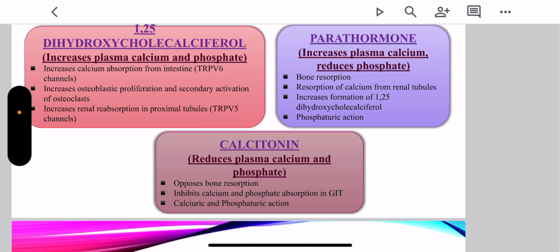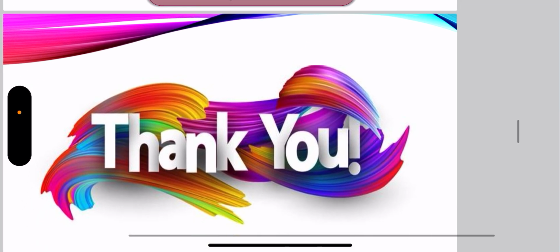Now we will talk about calcitonin as well. It decreases both. Plasma calcium is decreased, phosphate is also decreased. How does it happen? It opposes the process of bone resorption, inhibits the absorption of calcium and phosphate from the gut, and promotes the excretion of calcium and phosphate through the kidneys. Okay. Thank you very much.